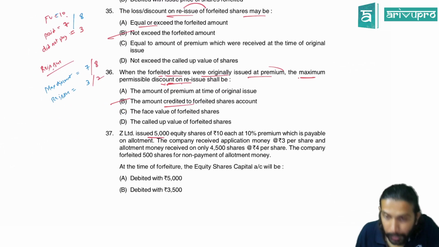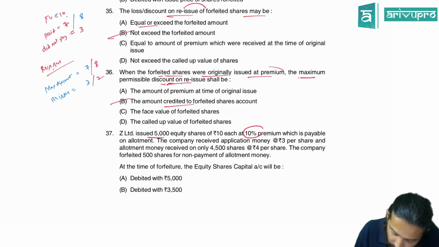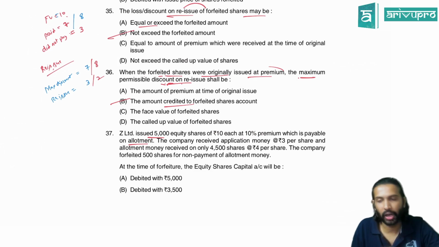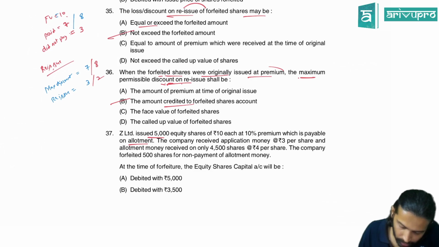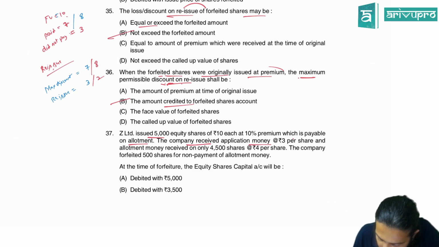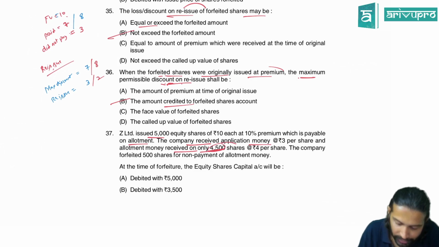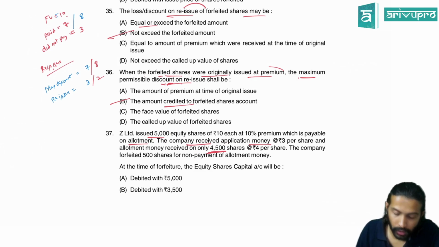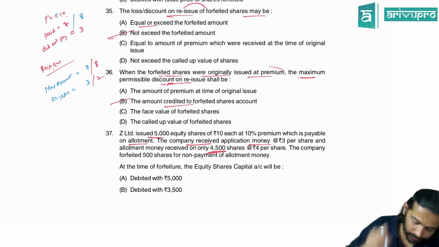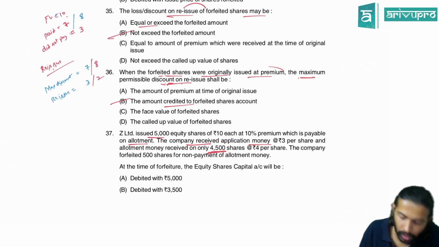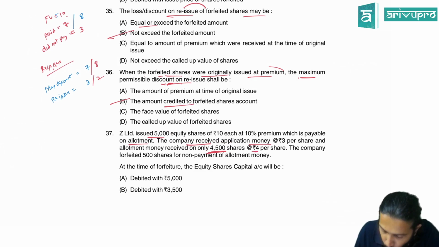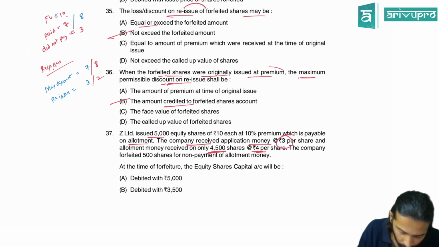Okay. Z Limited issued 5,000 equity shares of 10 each, meaning the face value is 10. These shares are given at 10% premium, which is payable on allotment. The premium is collected at allotment stage, they are saying. The company received application money of 3 rupees, and allotment money was received only on 4,500 shares. The company issued 5,000 shares, but allotment money was only received on 4,500 shares at 4 rupees per share. Application money is 3. Allotment money is 4.